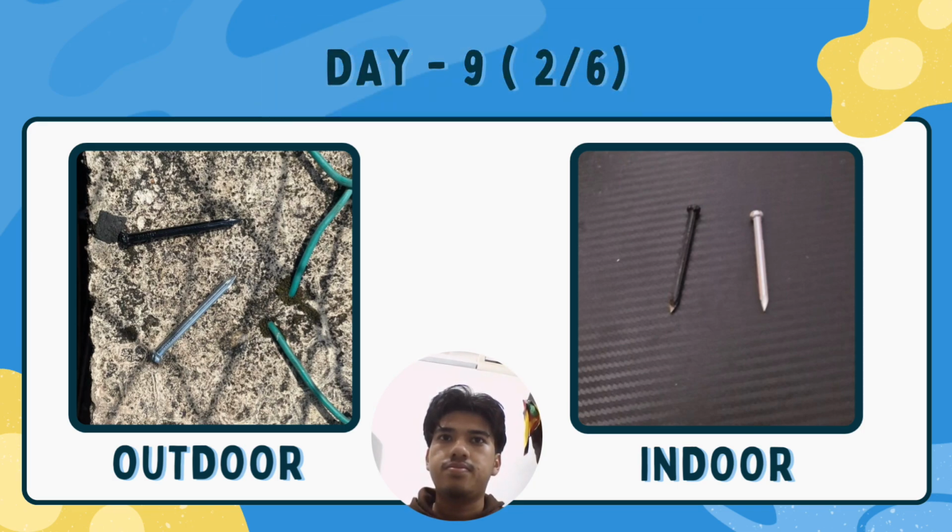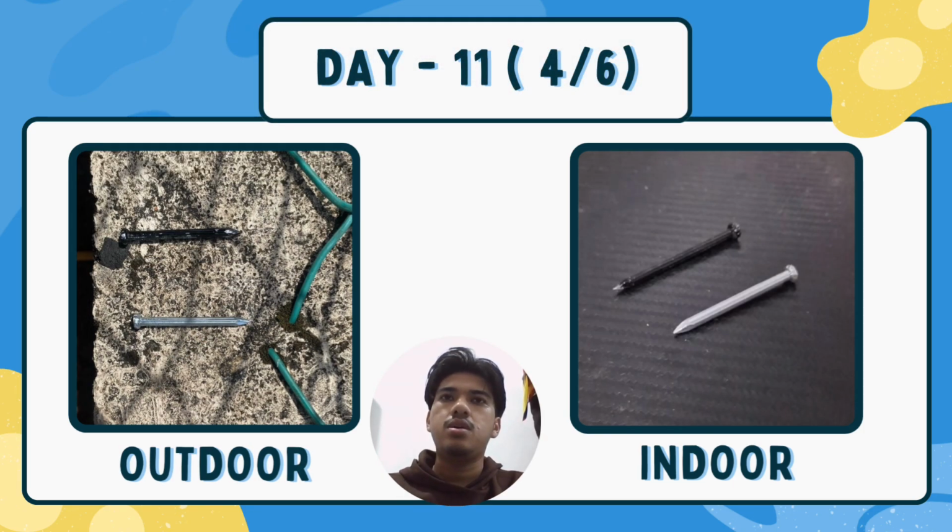Some material may not corrode, or the corrosion rate might be slower, due to 4 reasons, which are environmental condition, short exposure time, protective coating, and material composition. The last one is the possibility of aluminum nails.